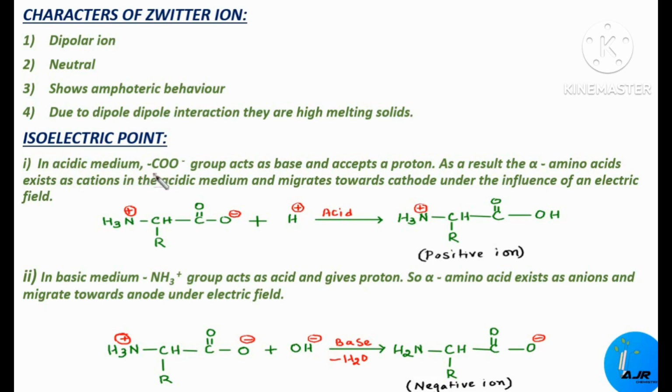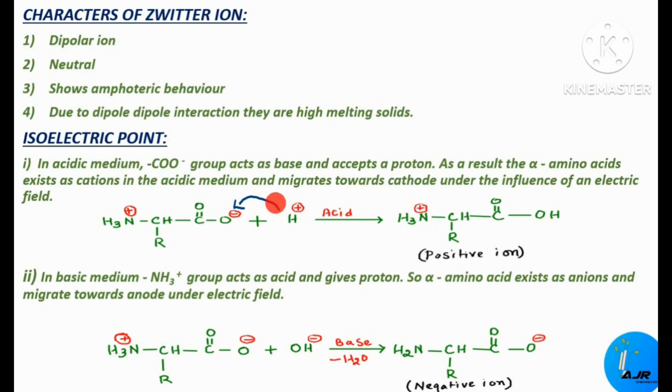See, in acidic medium, the COO minus group, which is present in the Zwitter ion, acts as a base and accepts a proton. Okay, what happens in acidic medium? The COO minus, which is present in the Zwitter ion, will be accepting a proton. It acts as a base and accepts a proton. So this becomes OH and we have a positive charge here.